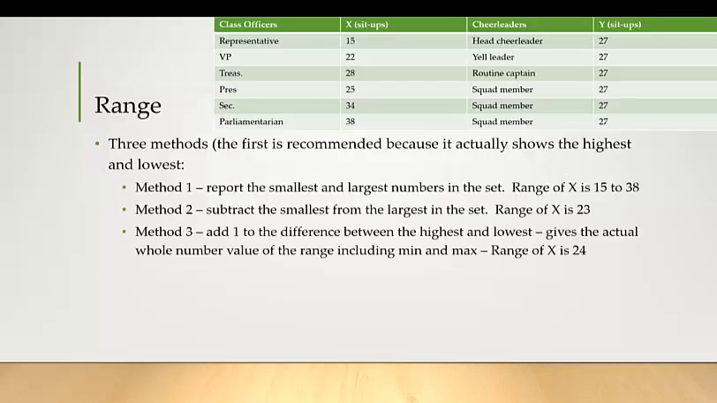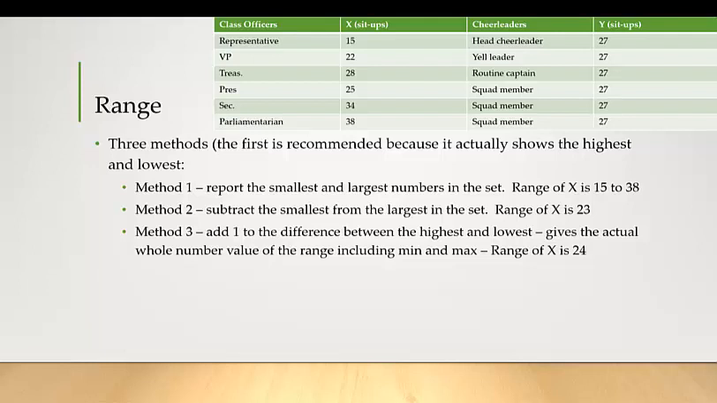This is the easiest of them all. And so there are our data again. There are three ways of describing the range of data. The most common is the first method, and that is we simply report the smallest and largest numbers. Now we're looking at the range for X here.